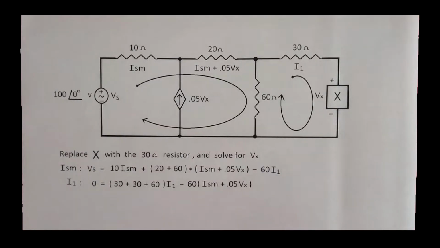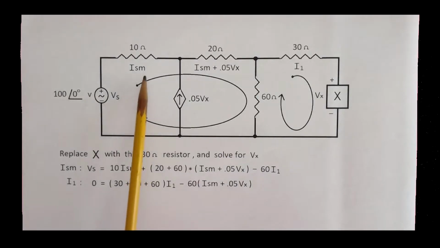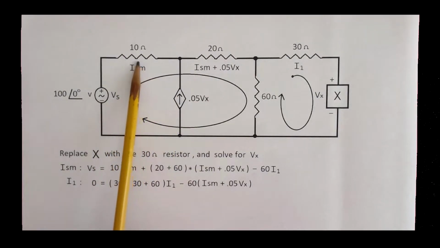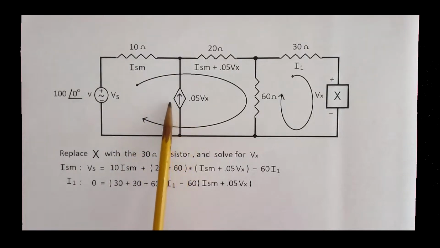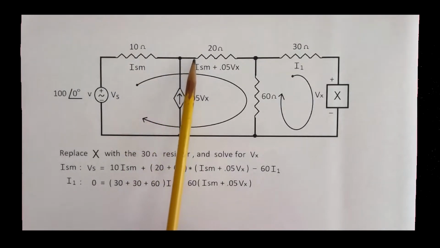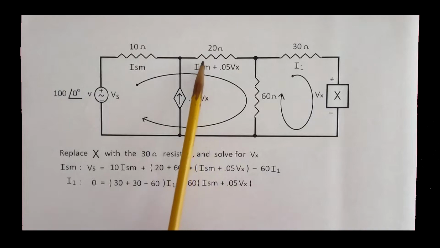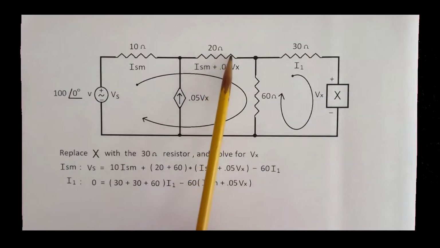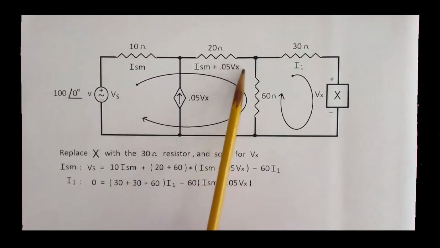Once again, I have shown the current arrows, the supermesh, and a standard mesh. I have summed the currents at this node. Branch current ISM, which is the supermesh, enters. 0.05 Vx, the voltage controlled current source, enters. So both currents enter. The only possibility is they both exit: ISM plus 0.05 Vx for the current in this perimeter of the supermesh.